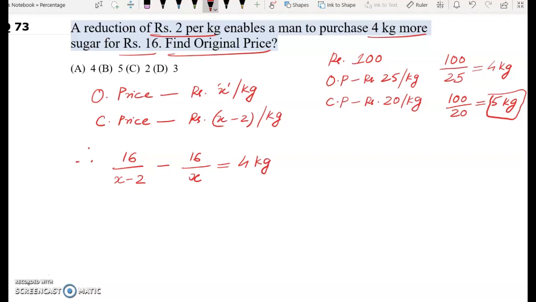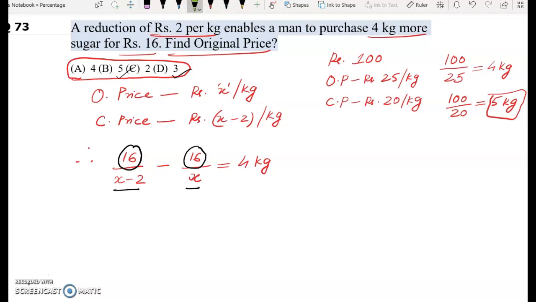Now we can easily solve this equation, but we will not solve it using the traditional method. What we will do in such type of questions, you always need to solve the equation by looking at the options. Now in our case, we have 16 at top. So we need to choose such a number which divides X minus 2, and X should divide 16. Now in our options, we have 3. 3 will not divide 16. 5 will not divide 16. So we will ignore those.